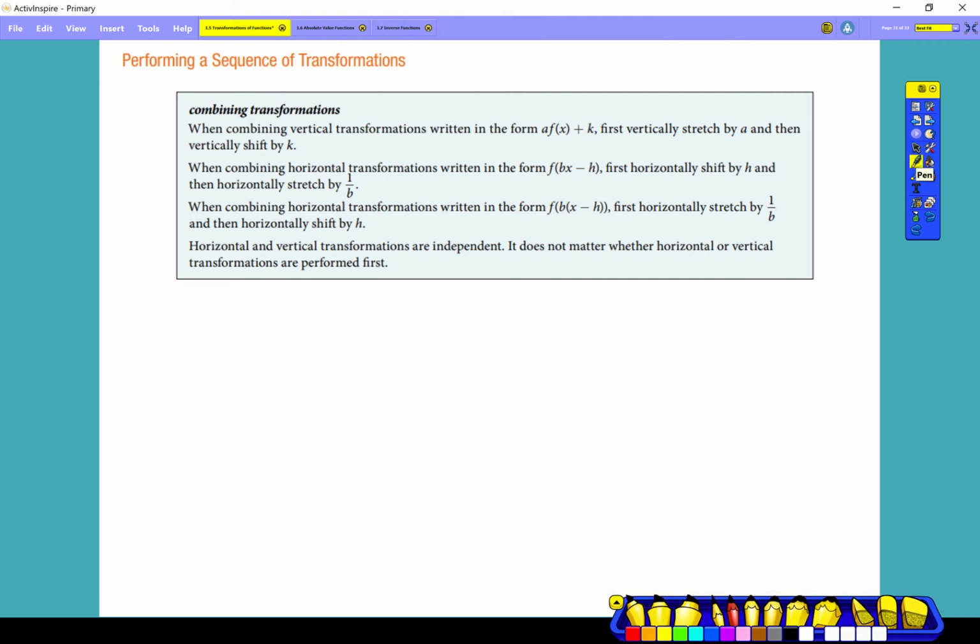Welcome to Unit 1, Section 5. This is the last video where we use everything we learned in the previous videos to transform functions.